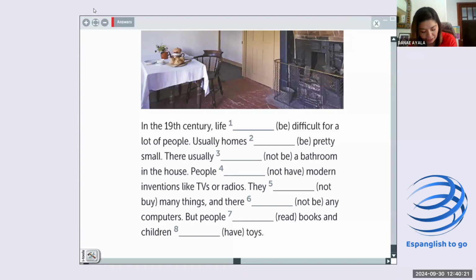They didn't buy many things and there weren't any computers, but people read books and had toys. Remember, it's the past, but people read, read. Yes, it's difficult, this one. Perfect.